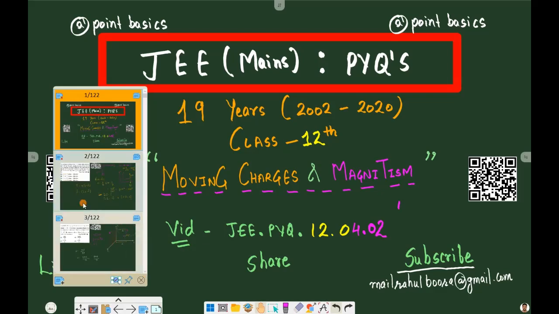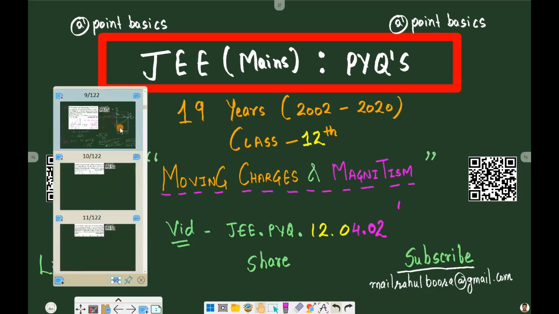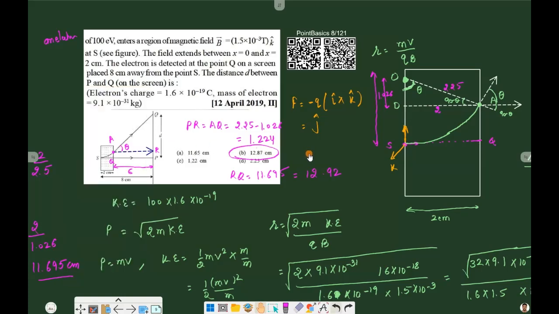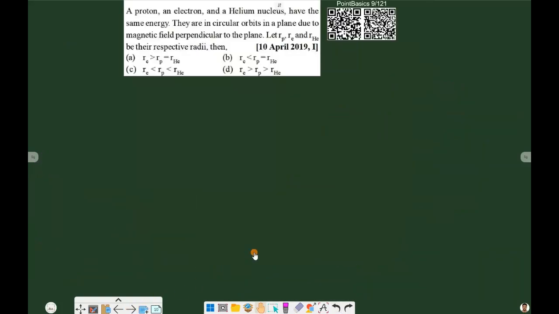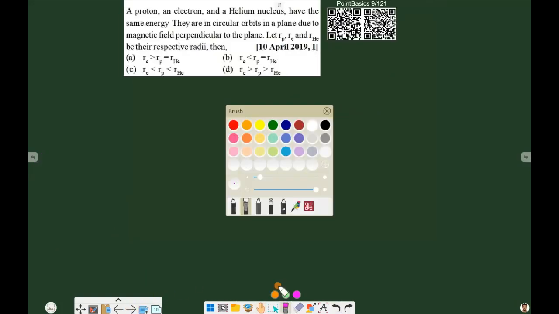In the previous one, we completed, I think, the first 7-8 numericals. This was the last numerical which we covered, and now let's move to the next one. So question number 9.